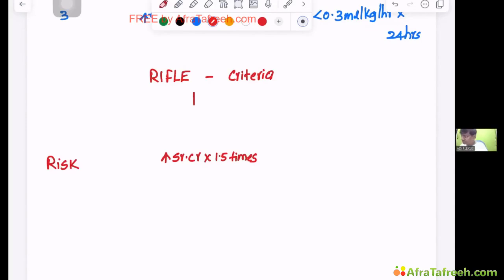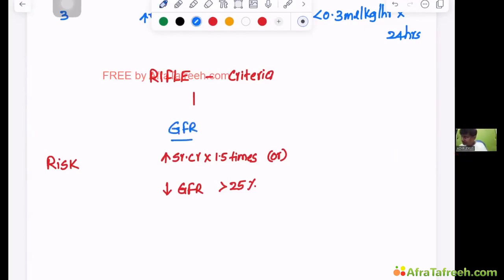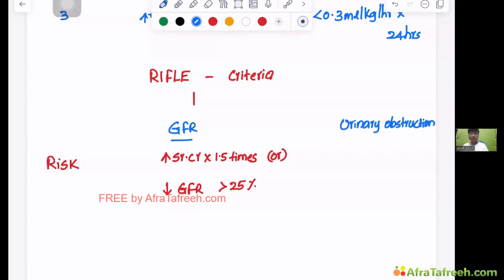right? Or there should be a decrease in the GFR. How much should that decrease in the GFR be? More than 25%. And the next important thing in the risk is urinary obstruction. So one is your GFR component, which has to be taken. Next is urinary obstruction.